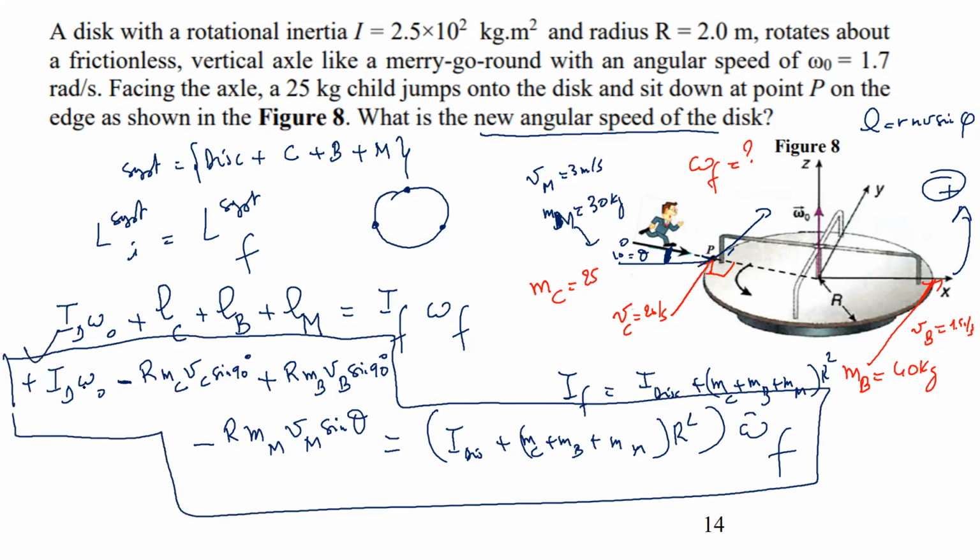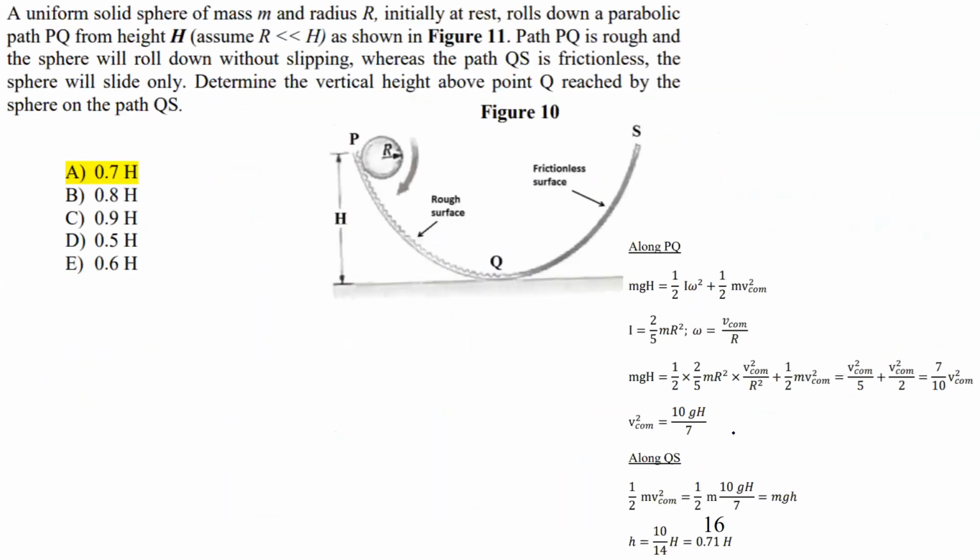I know I disk, I know omega initial is 1.7. I know the radius, I know the mass of child C, I know the speed of child C, and of course this is 1. Here I know everything. This is 1. Here I know everything. This is sine 20. Here I know everything. The only unknown is this gentleman, and I get it easily. So let me stop here. Please solve the rest of the problem.